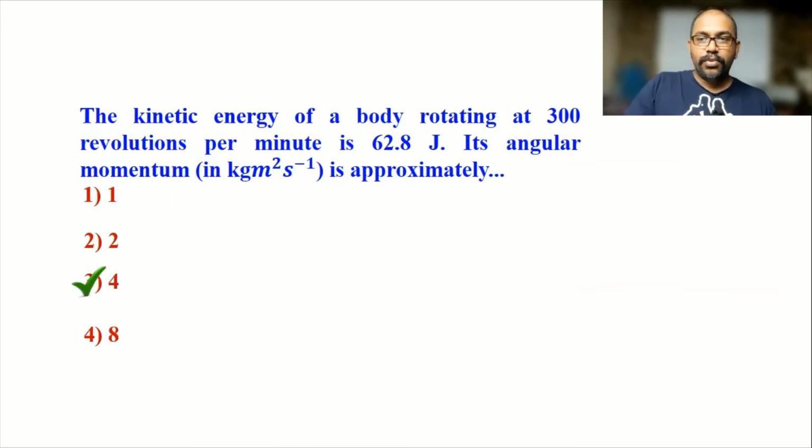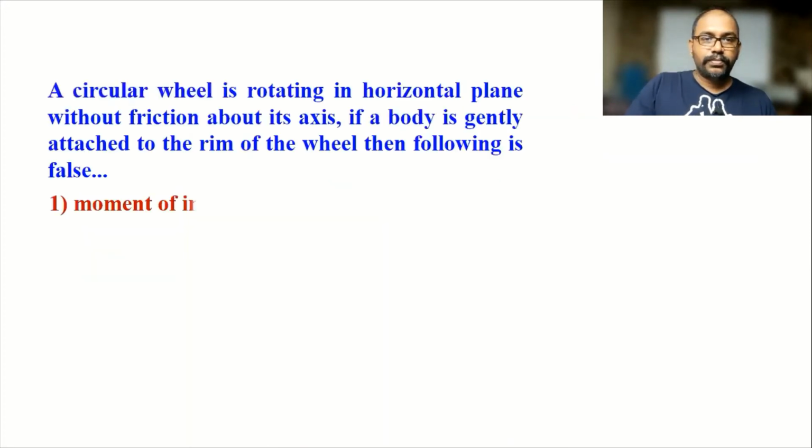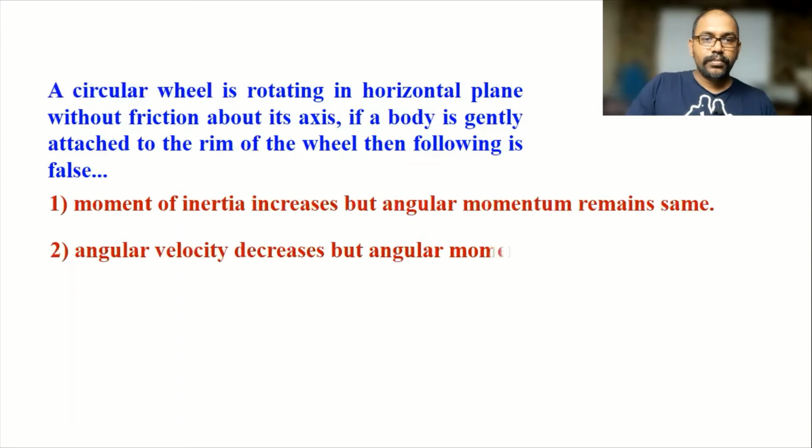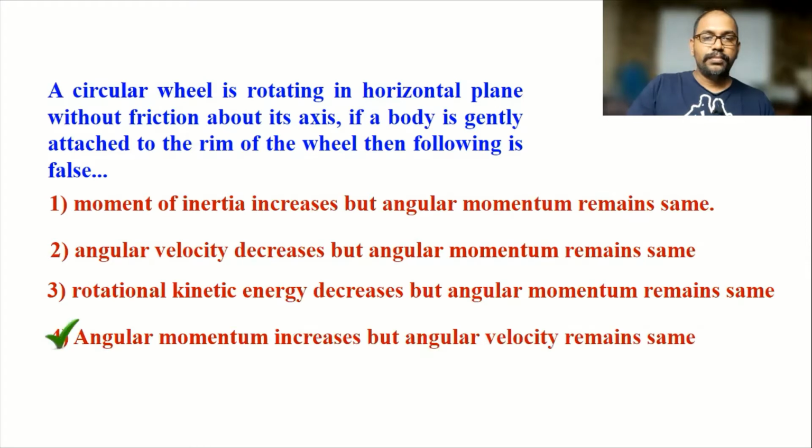Now we go for the next question. See this question: a circular wheel is rotating in a horizontal plane without friction about its axis. If a body is gently attached to the rim of the wheel, then which of the following is false? The first one is, moment of inertia increases, angular momentum remains the same.